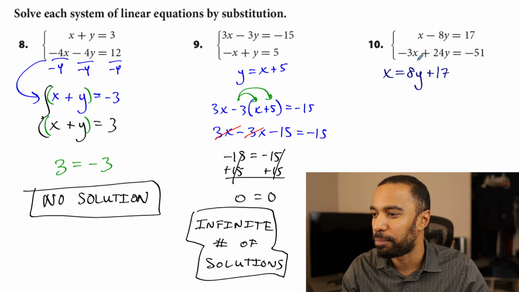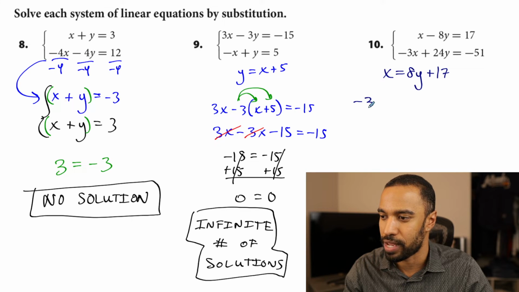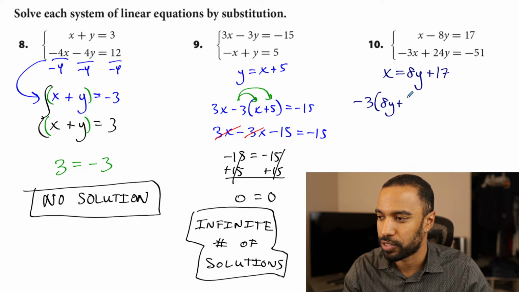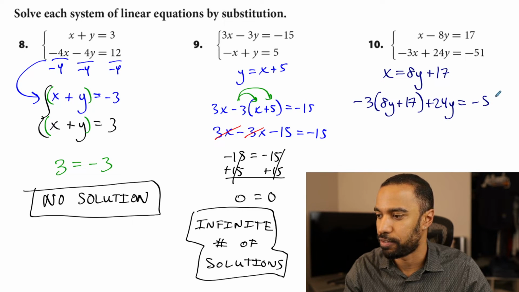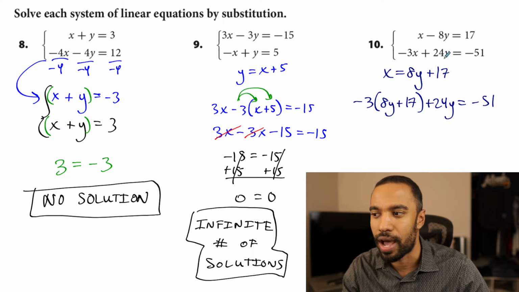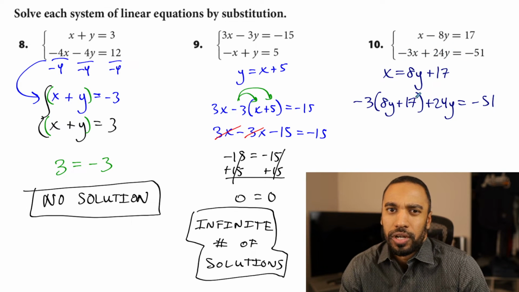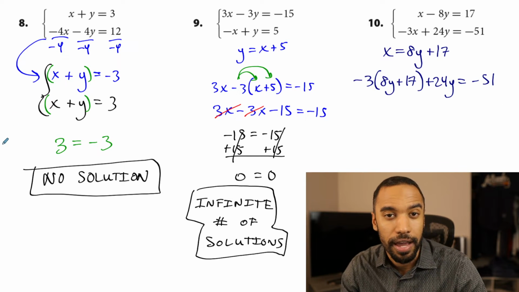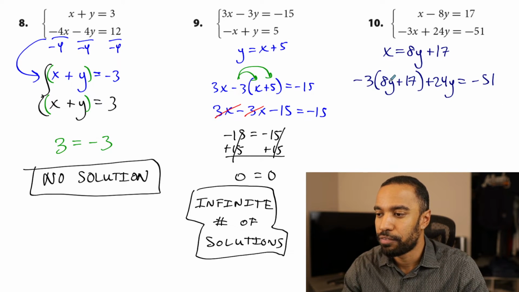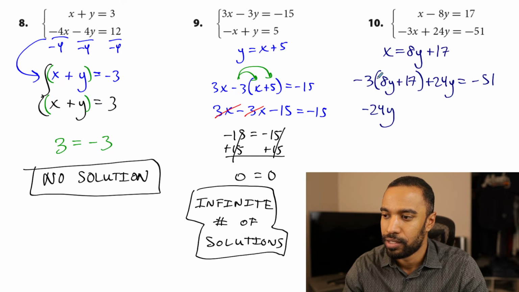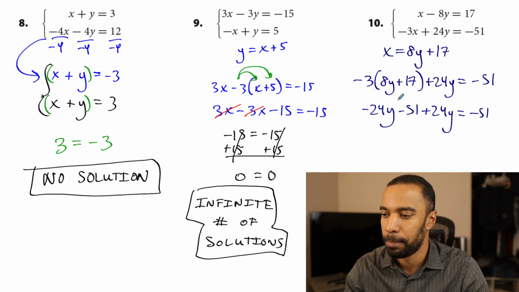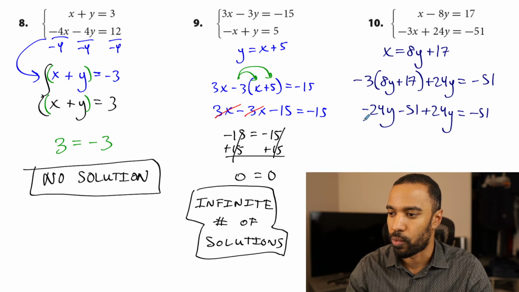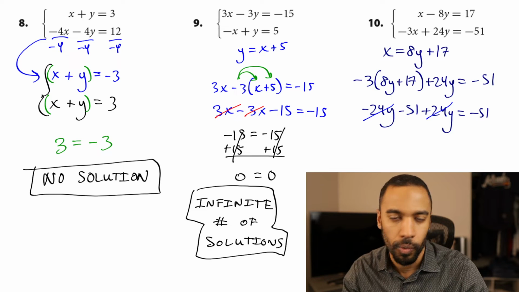Okay, 8y plus 17. So negative 3 times the quantity 8y plus 17 plus 24y equals negative 51. Distribute. See, this is why you might want to see if you can divide something, because now my numbers are just going to get obnoxiously big. I'm fine with it, but you might not be. Negative 3 times 8y is negative 24y. Negative 3 times 17 is negative 51. So negative 24y minus 51 plus 24y equals negative 51. Negative 24y plus 24y, make them go bye-bye. And you get negative 51 equals negative 51.